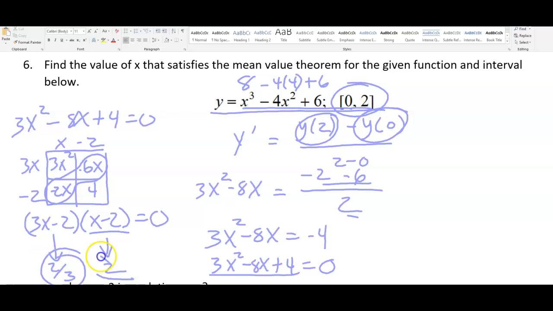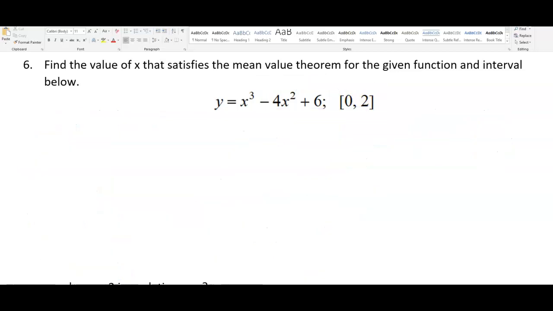We actually don't want this one because it's an endpoint. Remember, when you're doing the mean value theorem, we don't care about differentiability at the endpoint, so I'm not going to use that as my answer. So the only answer here for this one will be 2/3. Now you got to be careful on your test. If I'm not mistaken, I am going to have the false answer in there possibly. So make sure you know not to include the answer that's an endpoint. Okay? All right. Let's go ahead and progress here.